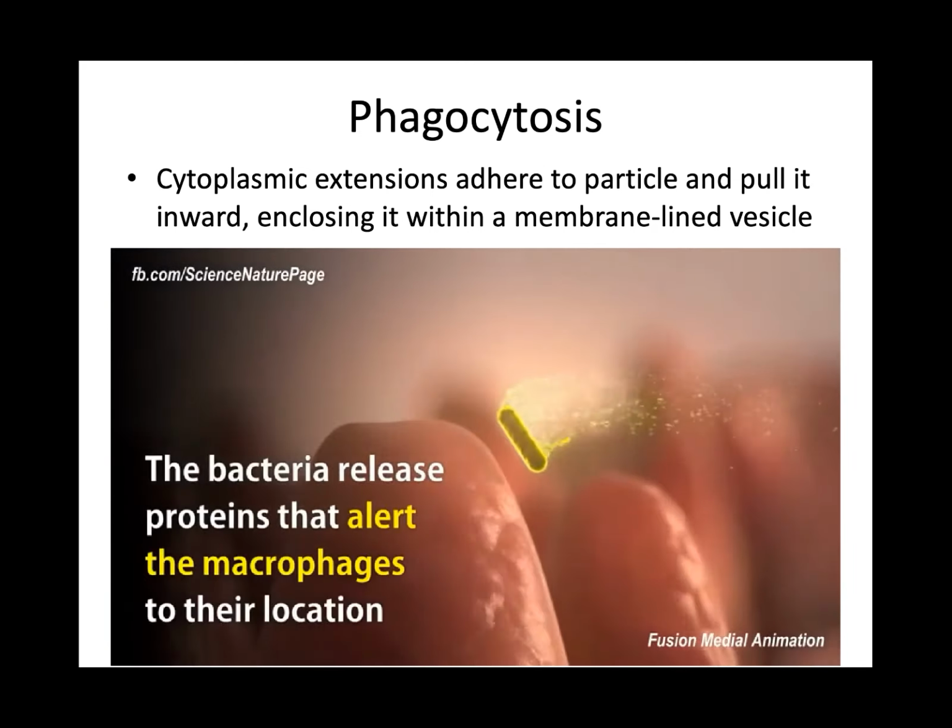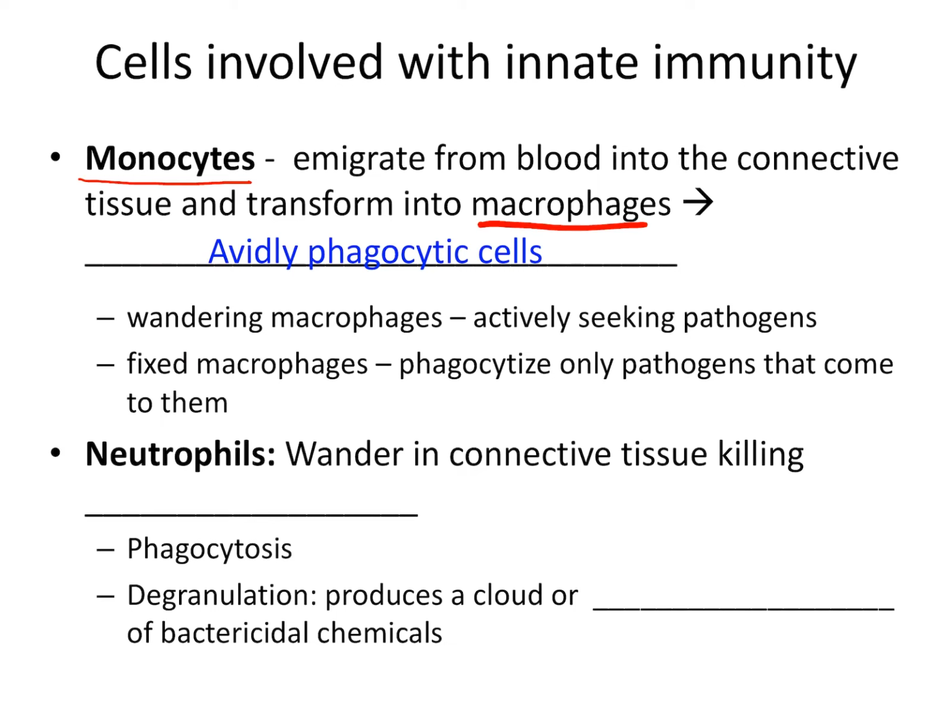Now, macrophages, as you saw in the video, are these avidly phagocytic cells. So they are constantly phagocytizing foreign debris, foreign cells, etc. Now, throughout the body, you're going to have both wandering macrophages, which are mobile and actively seeking pathogens, as well as fixed macrophages, which are essentially stationary within a particular tissue.